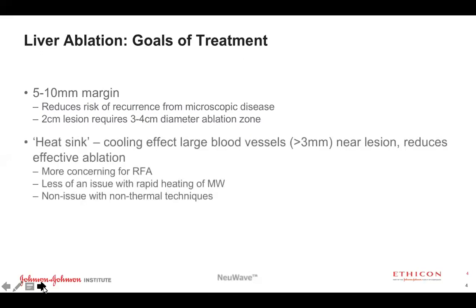Well, first, it's the location of the tumor. And second, there are other things involved inside a very vascular organ like the liver, such as the heat sink, which many of you have likely heard about. But that's essentially a cooling effect of large blood vessels near a lesion, which effectively reduces your efficacy of ablation. This is more concerning for radiofrequency ablation, and that's why traditionally it's been a big issue in the liver, less of an issue with the rapid heating of microwave, and essentially a non-issue for non-thermal techniques, and we can talk a little bit about that moving forward.